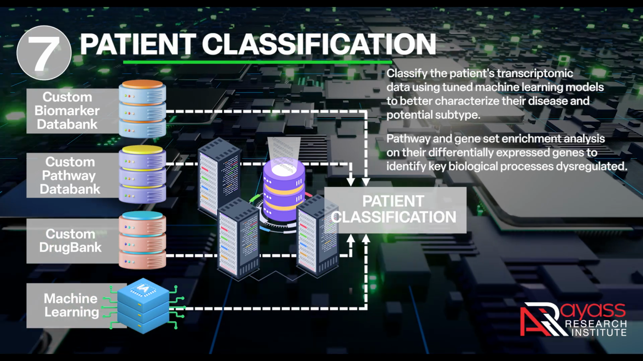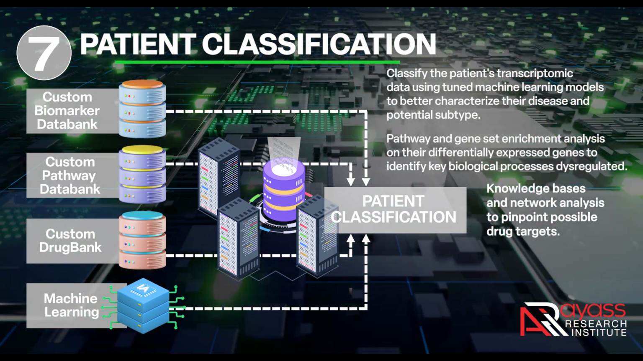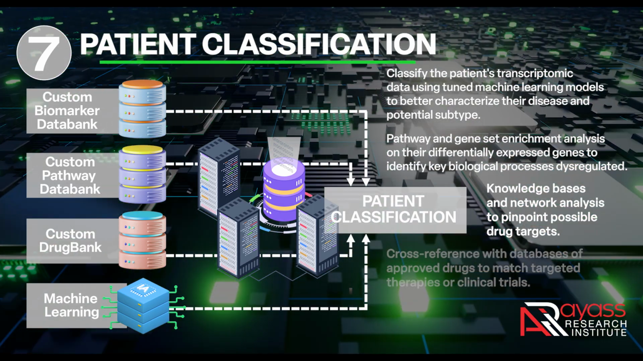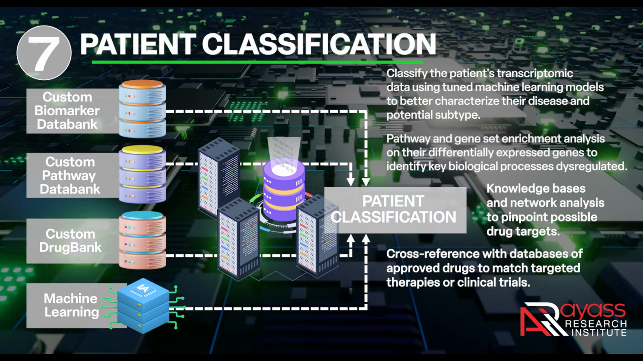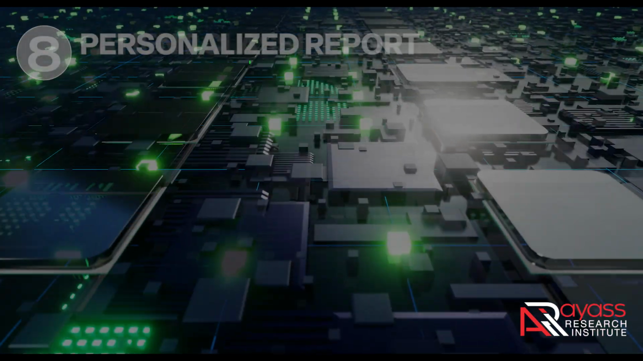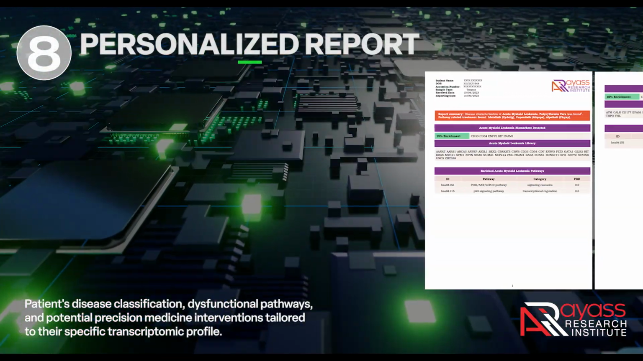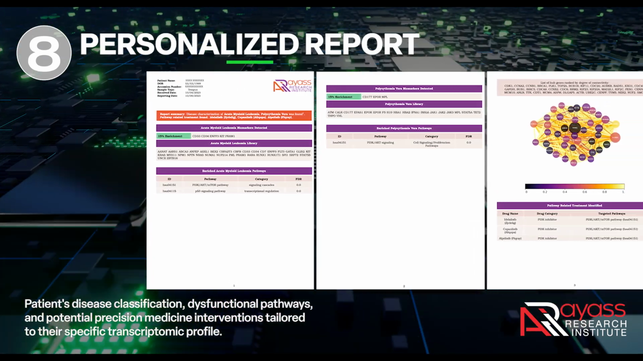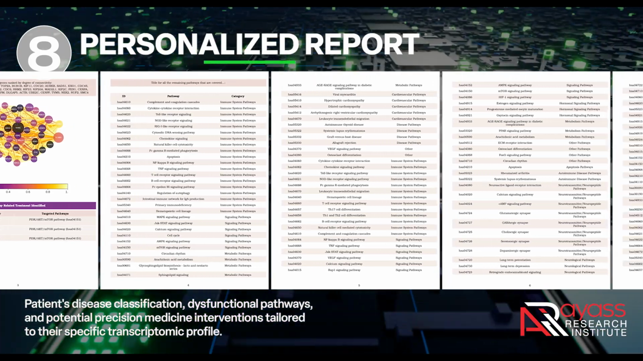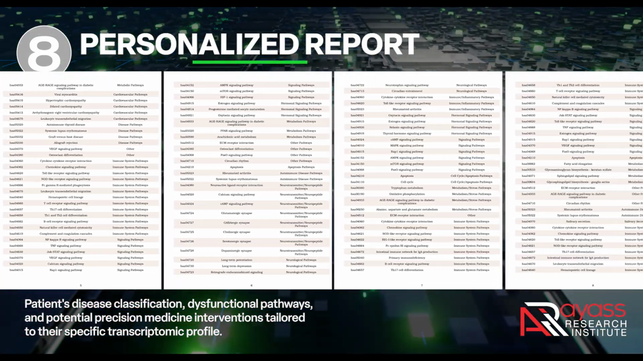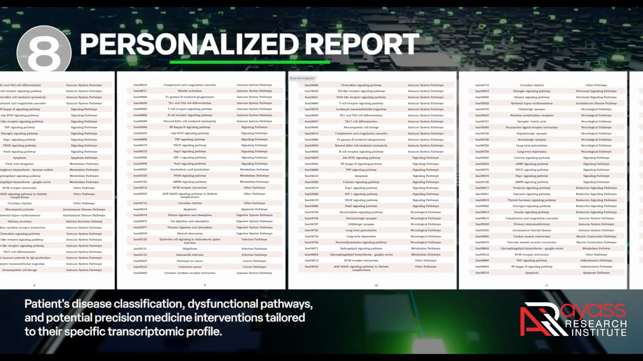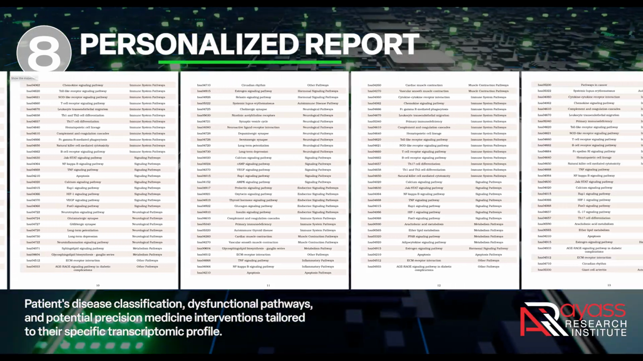Then we use knowledge bases and network analysis to pinpoint possible drug targets along those pathways. Finally, we cross-reference with databases of approved drugs to match targeted therapies or clinical trials. The personalized report highlights the patient's disease classification, dysfunctional pathways, and potential precision medicine interventions tailored to their specific transcriptomic profile. It transforms complex omic data into clear, actionable insights for clinicians and patients.